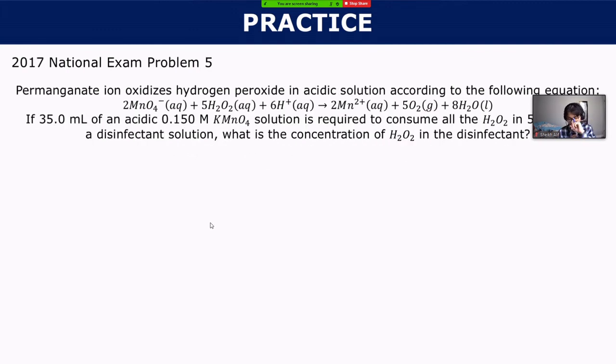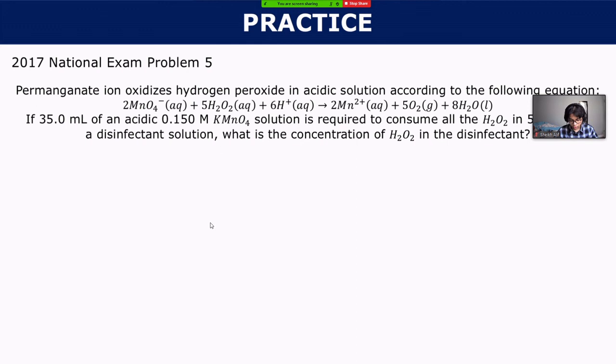All right, last one. Permanganate ion oxidizes hydrogen peroxide in acidic solution according to the following equation. Big equation. If 35 ml of an acidic 0.15 molar potassium permanganate solution is required to consume all of the H2O2 in a 50 ml of a disinfectant solution, what is the concentration of the H2O2 in the disinfectant?